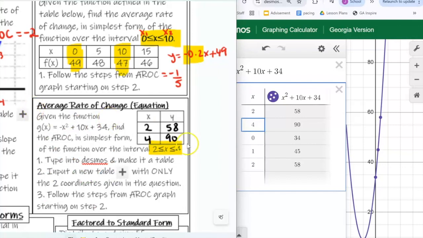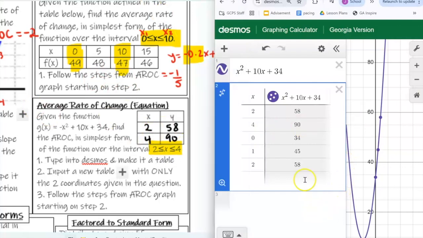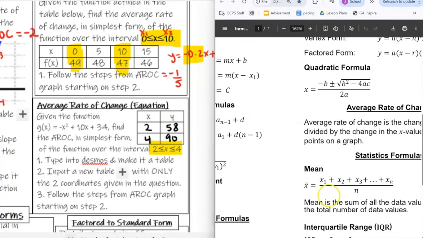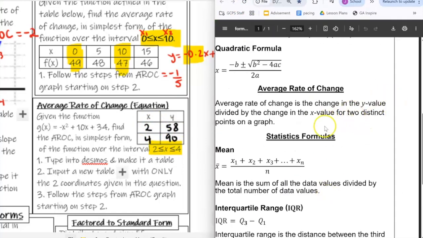Now, this is very important. I cannot click a line of regression here because this is going to calculate it off of everything. Remember, you only want to calculate it off of these 2 points because by definition, it says 2 distinct points, right? So for 2 distinct points on the graph, you are not using any more than those 2 because it's going to throw off your answer.